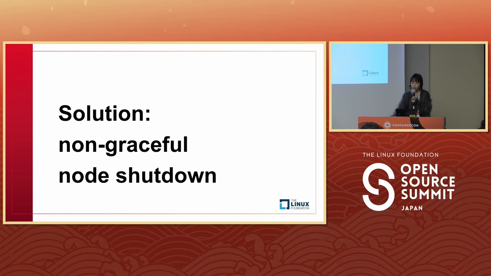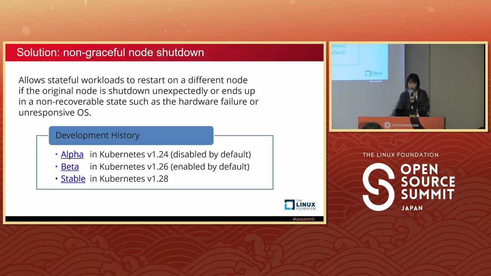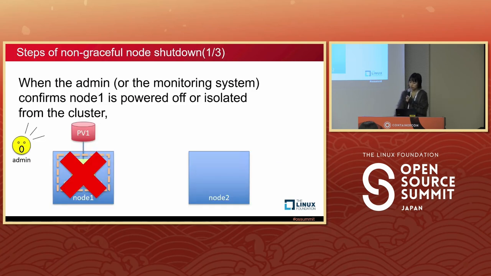Next, I would like to talk about the solution for this issue. The name of the feature is Non-Graceful Node Shutdown. The Non-Graceful Node Shutdown feature allows stateful workloads to restart on a different node if the original node is shut down unexpectedly or ends up in a non-recoverable state, such as a hardware failure or unresponsive OS. This feature was released as alpha in version 1.24, and now it's stable, released in version 1.28.